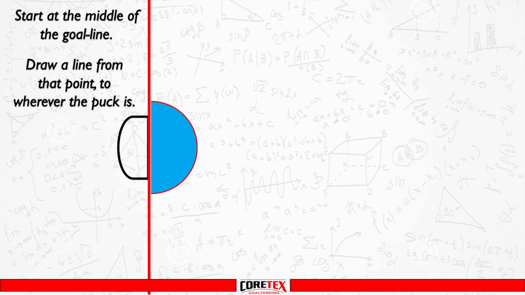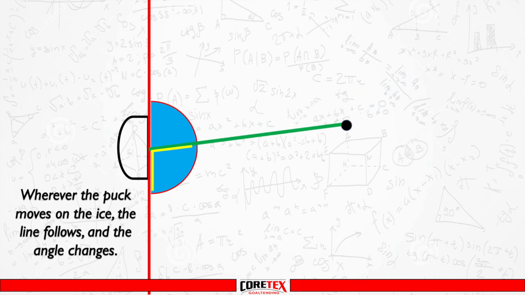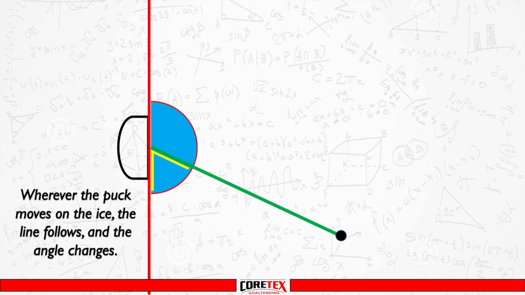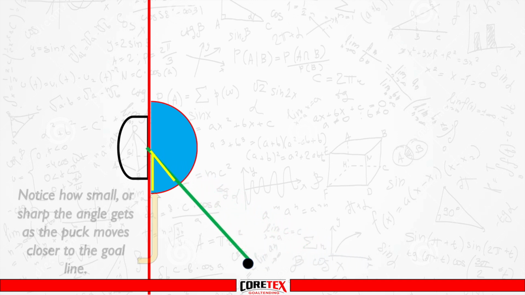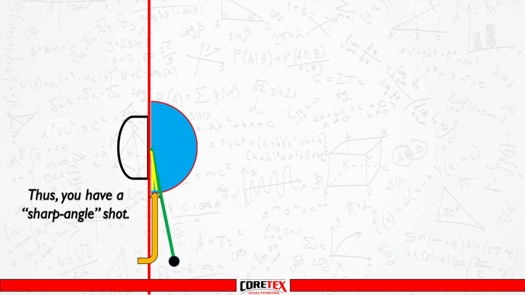The first thing I want to do when defining angle is start at the very middle of the goal line. Draw a line from that point to wherever the puck is. Wherever the puck moves along the ice, the line is going to follow and the angle changes. So notice the two yellow sticks as they're converging and forming an angle. Whether it's on the inside of that line or the outside is somewhat arbitrary, but I think it's helpful to view it over here as the puck moves a little bit lower and that angle gets a little bit sharper, which defines the sharp angle shot.